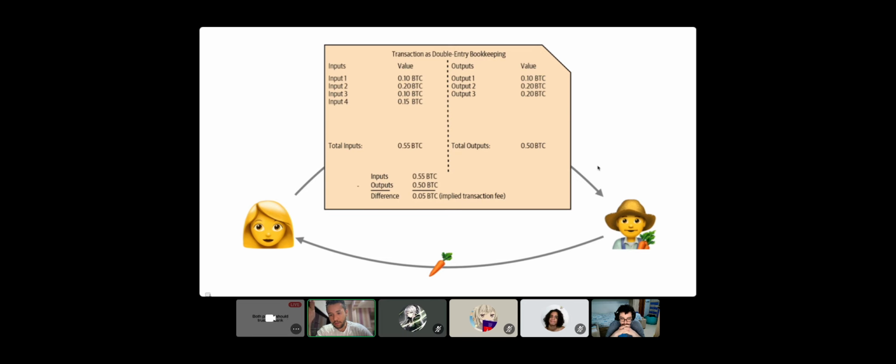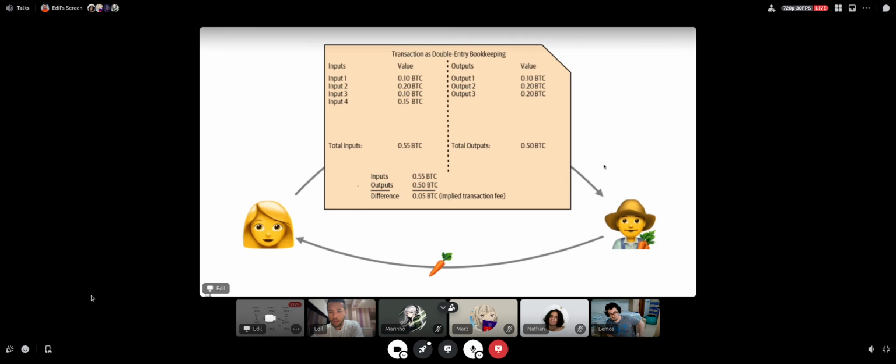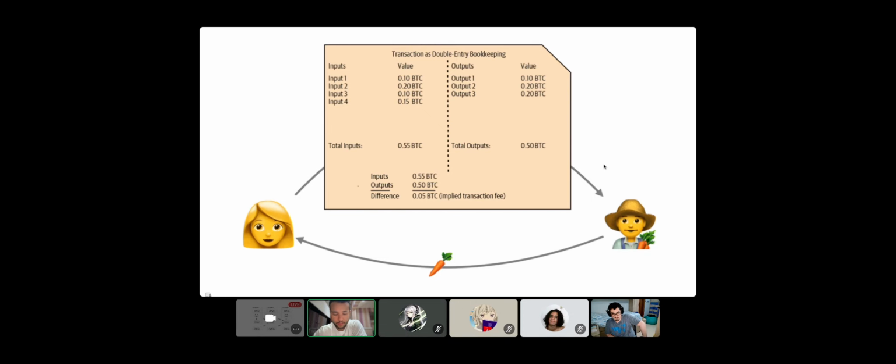So the important thing here to understand is inputs are money or tokens or coins that someone is trying to spend, and outputs on a transaction are coins that someone is receiving, right? Inputs are coins that someone is trying to spend. Outputs are coins that someone else is receiving. Okay, this is the first important concept here. There is this concept of fees. I will leave this for later.